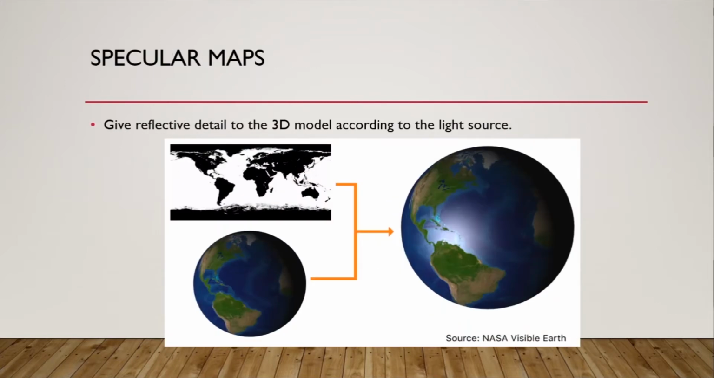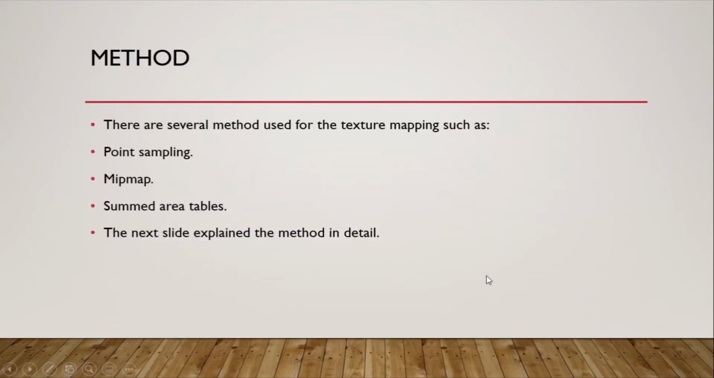Specular map. Gives a reflective detail to the 3D model according to the light source. Here is the example, texture plus the 3D model gives a reflective shiny surface. Method. Method will be explained by Aiman.